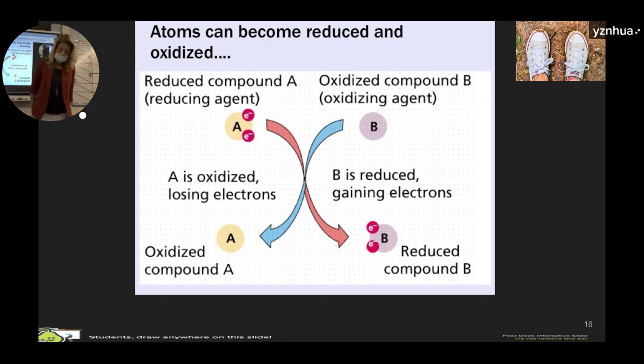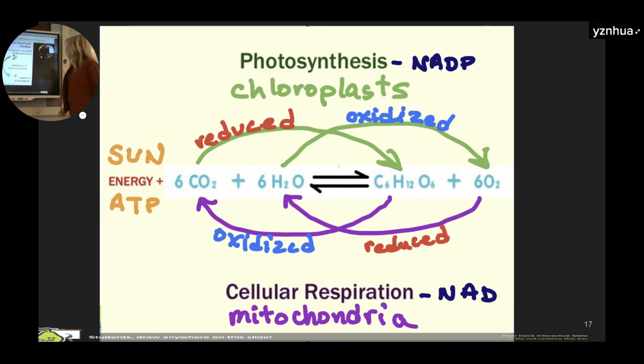And then we looked at, can I go off this slide? Or yes? Lose electrons. You are welcome. Anything else before I change this one? Okay.